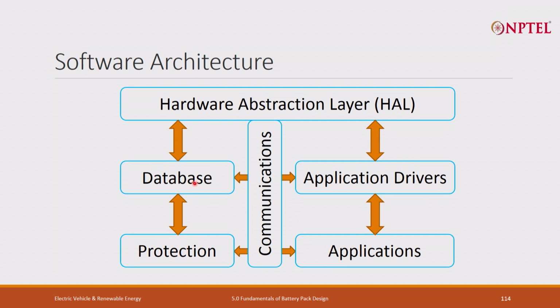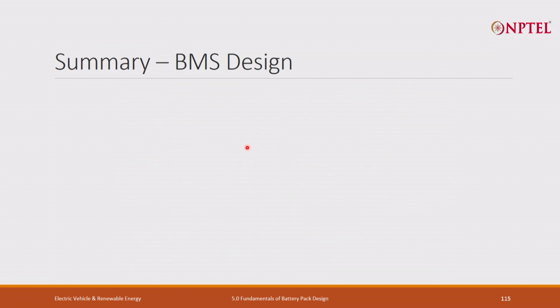So if the application requires some sensor value which is in the database, it is collected from that place, the calculation is done, and the result is thrown back through the application driver, and then back to the application. When the application is done, it communicates to the protection whether everything is safe, and the protection gets enabled. The protection can also directly fetch the data from the database, which comes from the sensors, and can take action on the protection side. So let's summarize the BMS design.